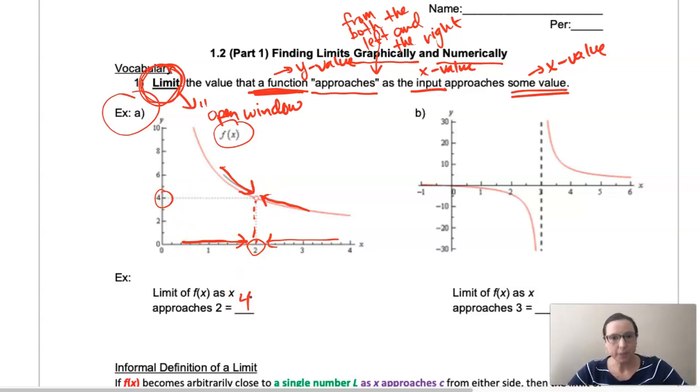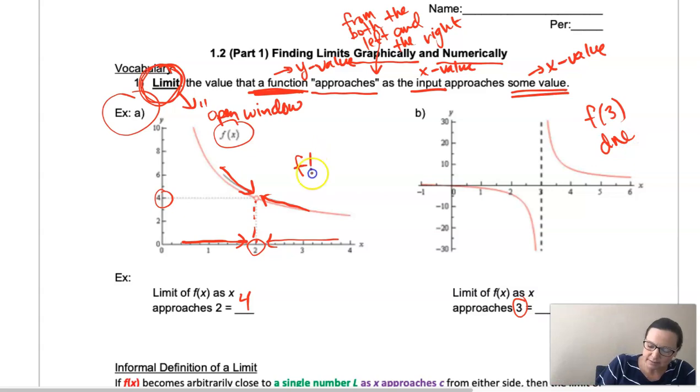Now for part B, again, we want to continue with that open window view. This time we're finding the limit as x approaches 3. And we can see on the graph that there is a vertical asymptote there at x equals 3. So the function is undefined at x equals 3. We would say f of 3 does not exist, or is undefined. And actually we would say a similar thing over here. The function at the value of 2 does not exist.